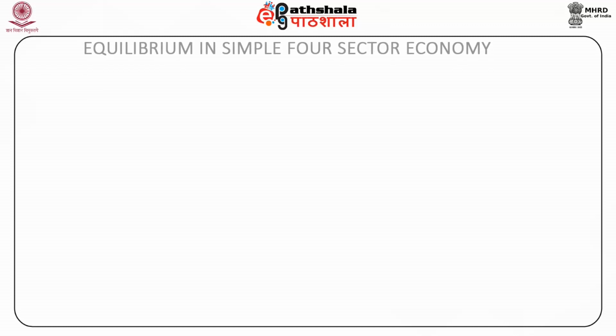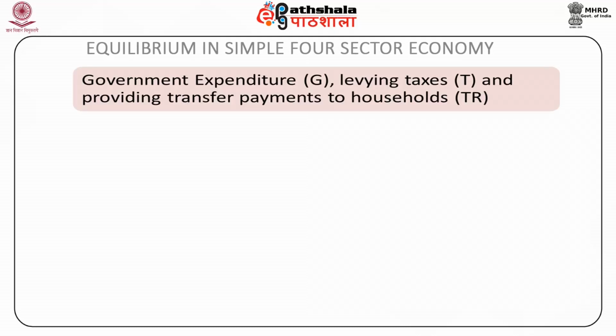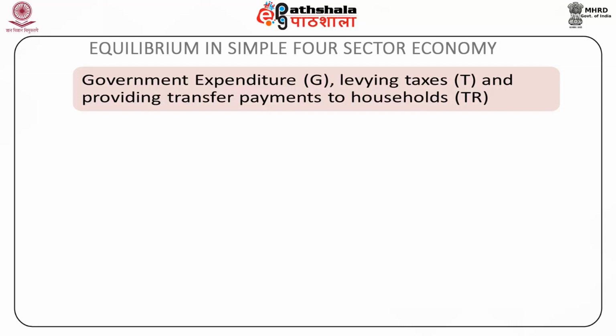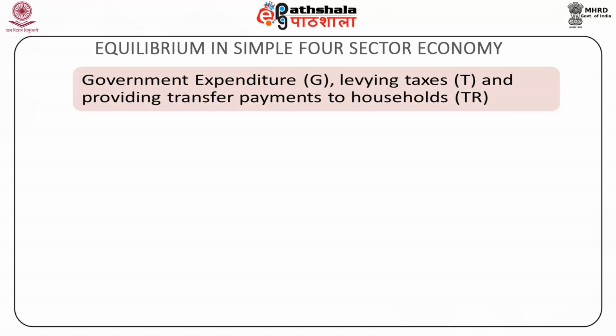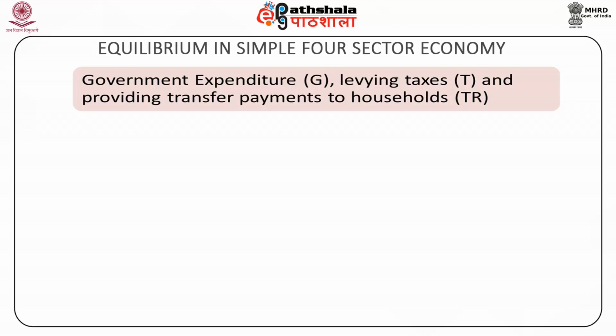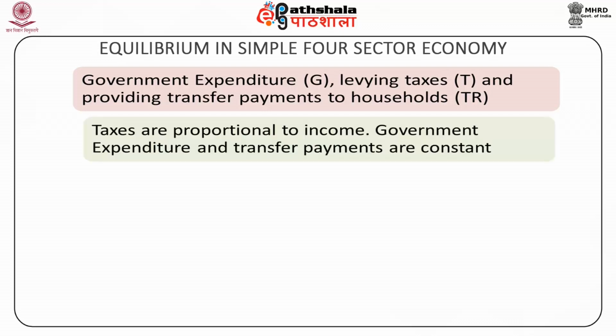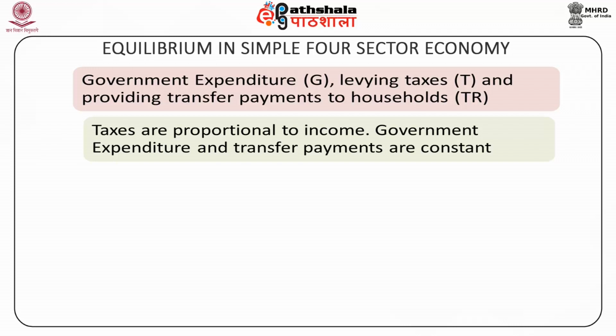The government affects aggregate demand by purchasing goods and services G, levying taxes T, and providing transfer payments to households TR, such as unemployment allowance, subsidies, etc. Taxes are assumed to be proportional to income and government expenditure and transfer payments are still assumed to be constant.